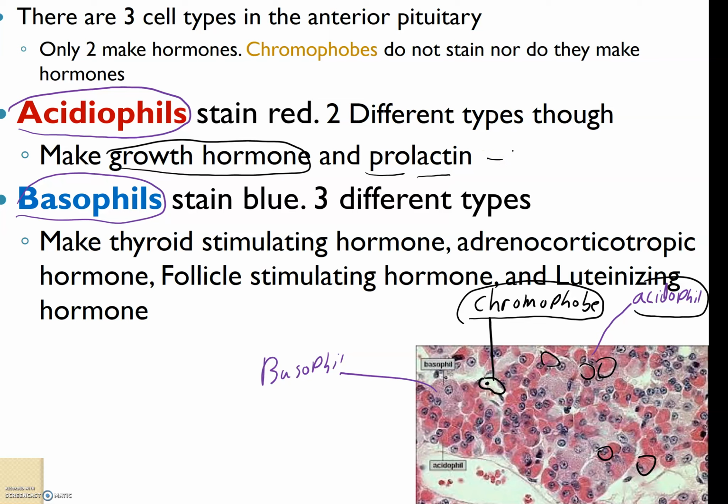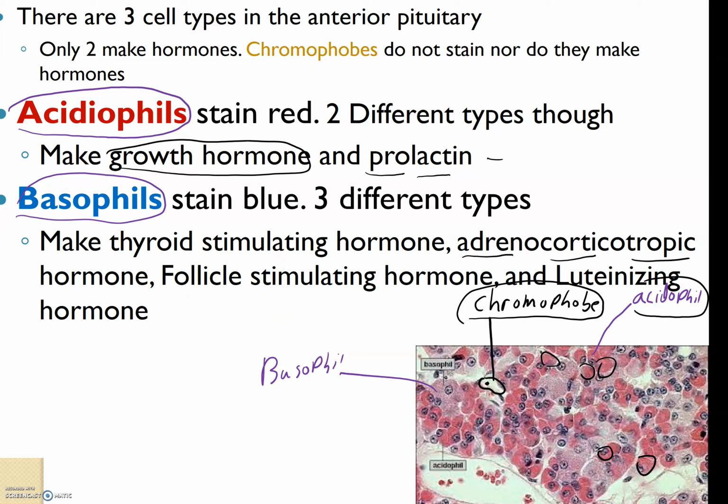Now, basophils are blue. And they're going to make all sorts of different tropic hormones. Adrenocorticotropic hormone! That's a scary sounding word. Oh, adrenal gland. Cortex, tropic. Thyroid-stimulating hormone. Guess what it stimulates? The thyroid. Follicle-stimulating hormone. Guess what it stimulates?